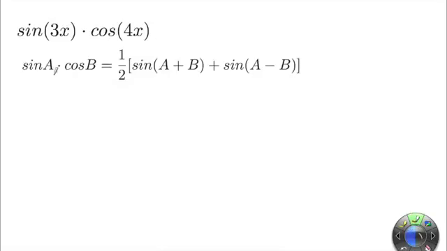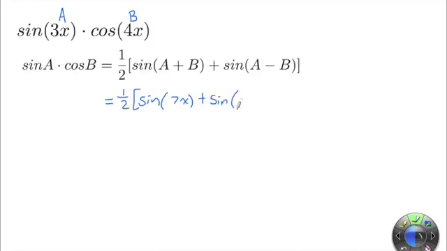And most people don't have a problem with this. Where a is 3x and b is 4x. You just have to substitute them in. So this becomes 1/2 of the sine of their sum, and 3x plus 4x, of course, is 7x, and then the sine of their difference.